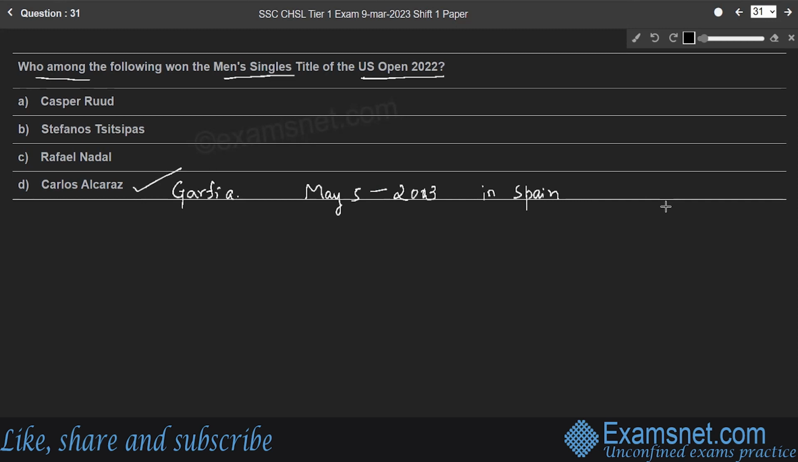Carlos Alcaraz won his first Grand Slam after defeating C. Ruud in a nail-biting 4-set match in the men's singles title of the US Open 2022 tournament. Option D is the right answer.